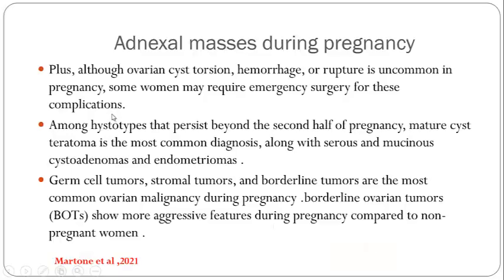Plus, although ovarian cyst torsion, hemorrhage, or rupture is uncommon in pregnancy, some women may require emergency surgery for these complications while they are pregnant. Among histotypes that persist beyond the second half of pregnancy, mature cystic teratoma is the common diagnosis, along with serous and mucinous cystadenomas and endometriomas. Germ cell tumors, stromal tumors, and borderline tumors are almost the most common ovarian malignancies during pregnancy. Borderline ovarian tumors show more aggressive features during pregnancy compared to non-pregnant women.